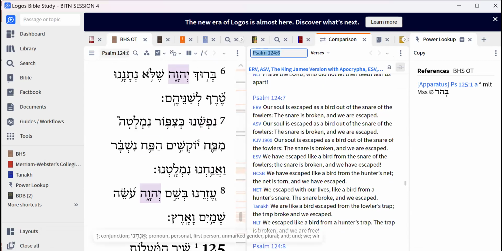Look at this, verse 7. The American Standard Version says, our soul is escaped. In the Net Bible, we escaped. The Tanakh, we are like a bird escaped from the fowler. New Living Translation says we escaped. So what accounts for this? ASV says our soul. That translation says we. Now this is the word discussing this variation.